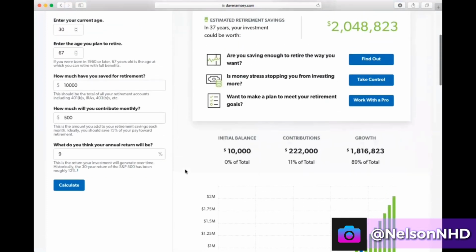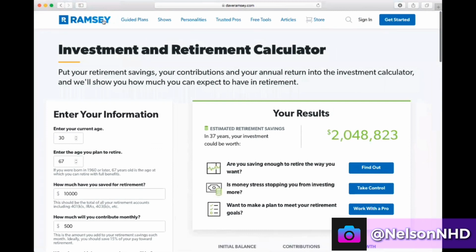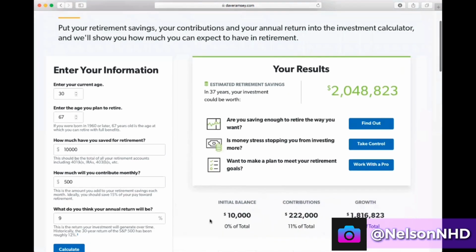And I would check this one out. It's on the Dave Ramsey website. There's a lot of things I agree with Dave on from a personal finance standpoint, and there's a lot of things I actually disagree with that he does, but his retirement calculator is super clean and super easy to use. So you can plug in some numbers here yourself and see where you want to be.